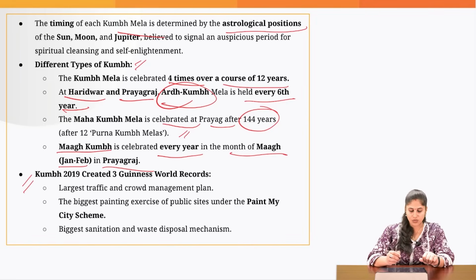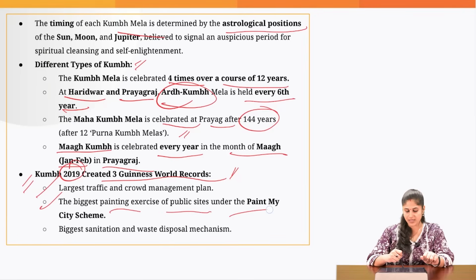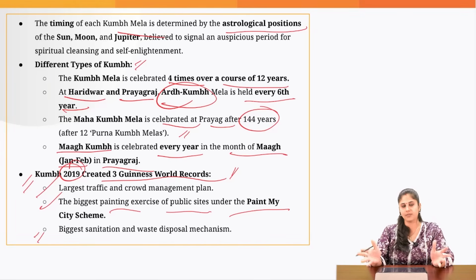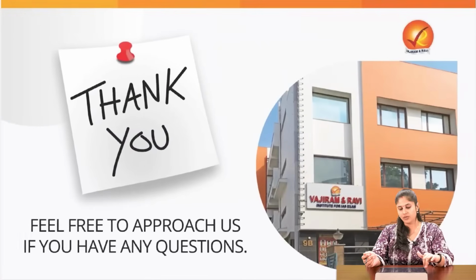And the Kumbh of 2019 created 3 Guinness World Records because of the largest traffic and crowd management plan, the biggest painting exercise of public sites under the Paint My City scheme, and the biggest sanitation and waste disposal mechanism that we have put in place. Effective management was done. That's all that we need to know in today's Analyst.